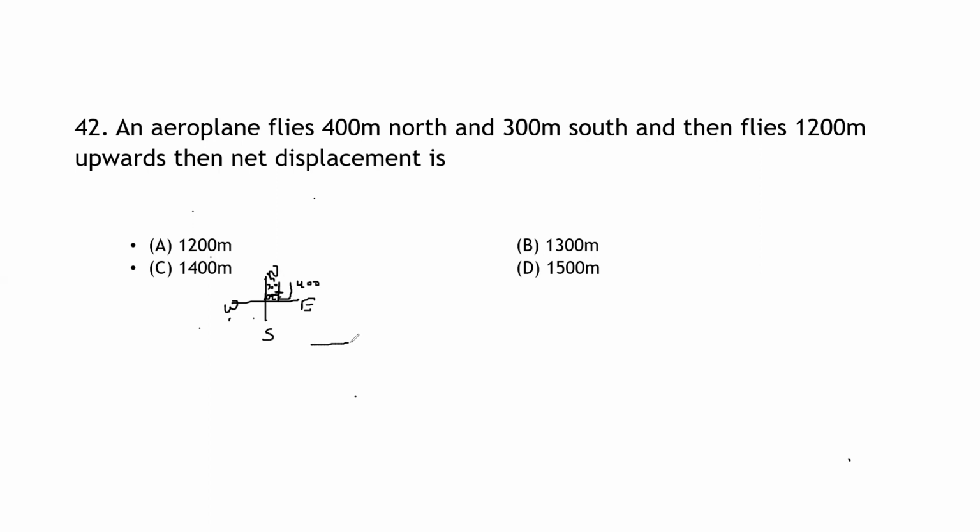So if I simplify this figure and draw separately, then the figure is something like this. This forms a right angle triangle here. Therefore, we can apply the Pythagoras theorem as square root of 100 square plus 1200 square, that is equal to... If you simplify, the answer is 1204 meter. So in the option it is given as 1200, 1300, 1400 and 1500. So approximately we can take it as 1200 meter. That is option A. Option A is the right option.